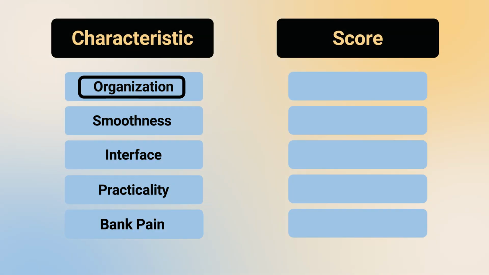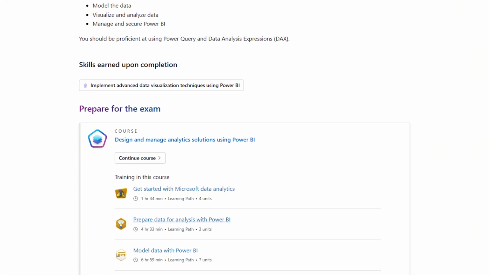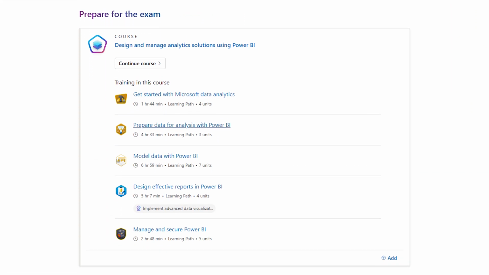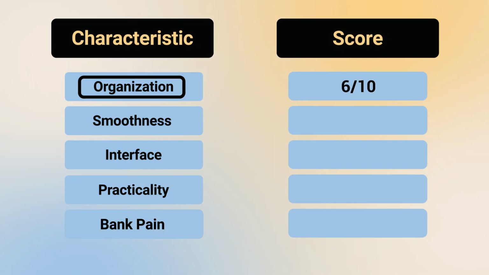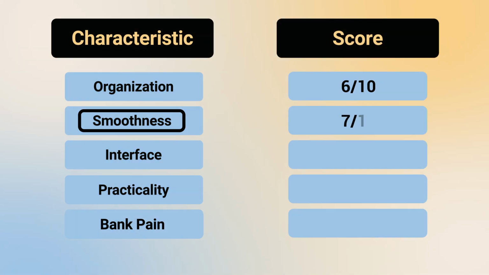First, organization. It's a decently organized course, a little long in some areas. As mentioned, they cover very core topics and even concepts that are fundamental to data analysis as a whole. Overall, I'm giving organization a 6 out of 10. Next, smoothness. It is a fairly straightforward and smooth course, easy to follow for the most part. So I'm scoring it a 7 out of 10.